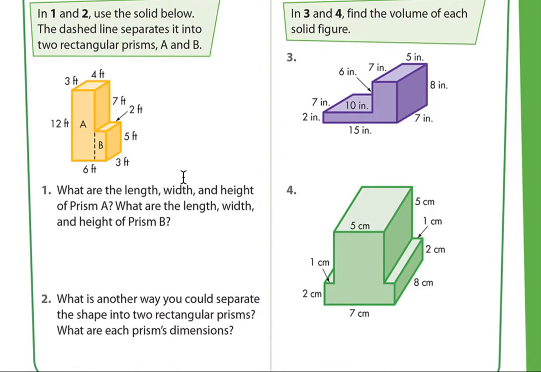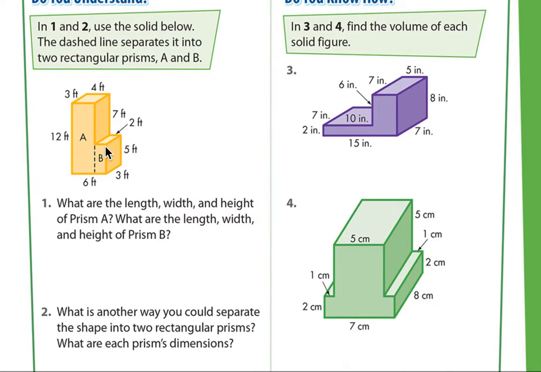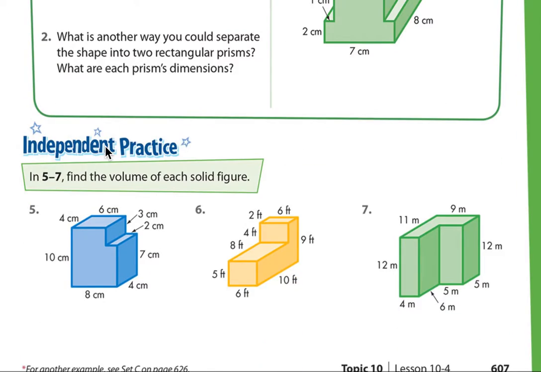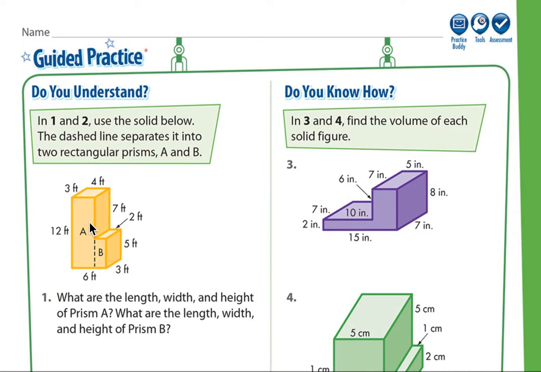So let's look at this one. This one's good practice for us. So hopefully in your books you're on page 607. They actually split it up for us. We could have also split it right there if we wanted to, but they did it for us. So then they have rectangular prism A and B.